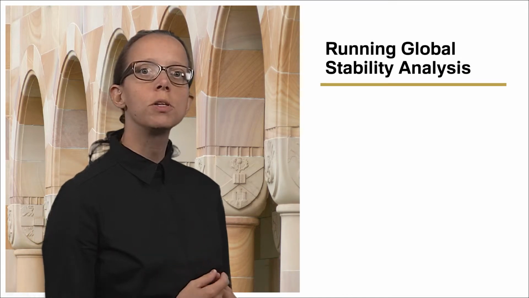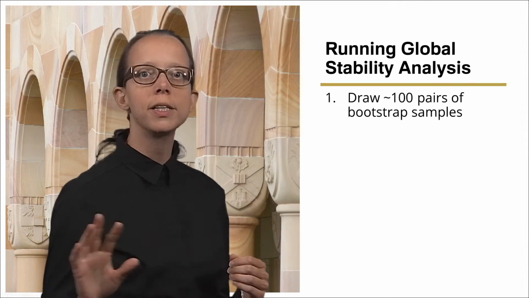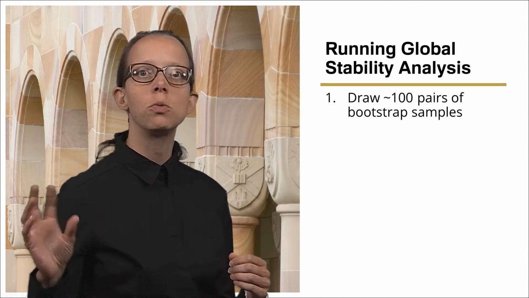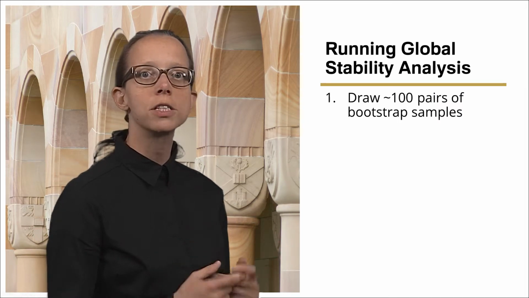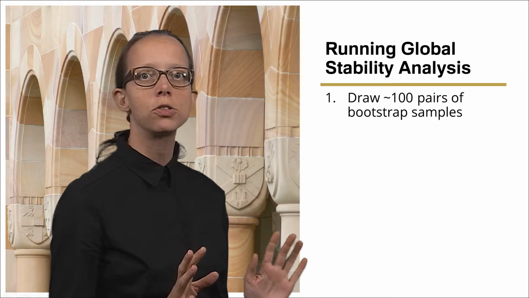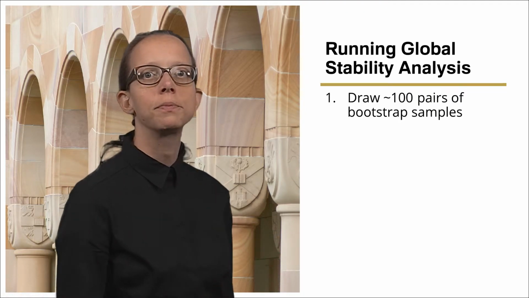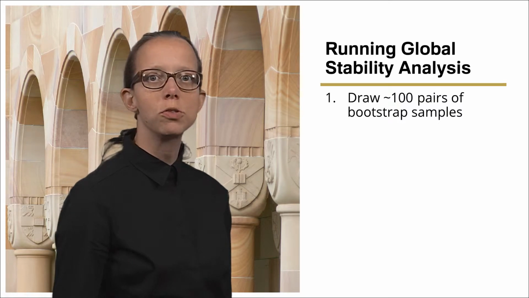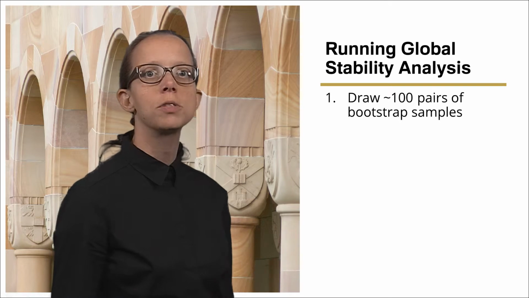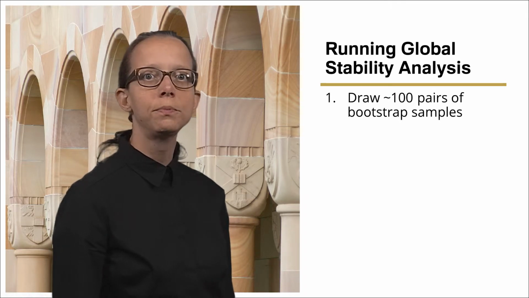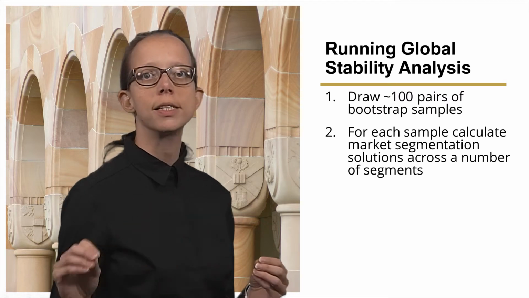How do we conduct global stability analysis? First, we need to draw from the consumer dataset a number of samples which are slightly different. We do this because we know that the sample we have is not a perfect reflection of the actual consumers, so we basically put a bit of noise back into the data. We can do this using bootstrapping. Based on our experience, drawing about 100 pairs of bootstrap samples works well.